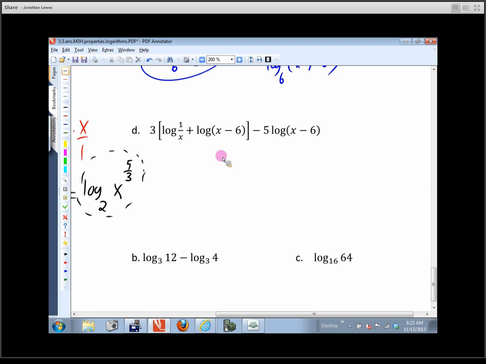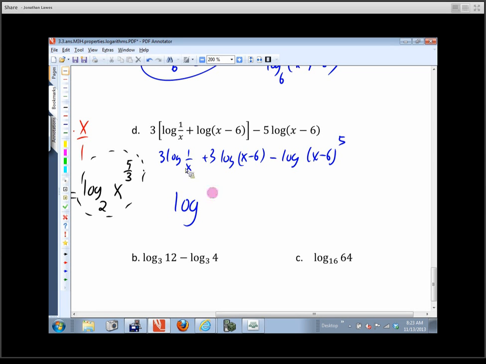Okay. What we really need to do here to understand what's going on is we really need to distribute. So I'm going to write this as 3 log of 1 over x plus 3 log of x minus 6. I'll put that in parentheses. Okay. Now, I'm not going to bother rewriting this. I'm just going to go ahead and write minus log of x minus 6 raised to the 5th. Is that okay? They're all the same logarithm, so I'm going to write one single logarithm. They're all log base 10.